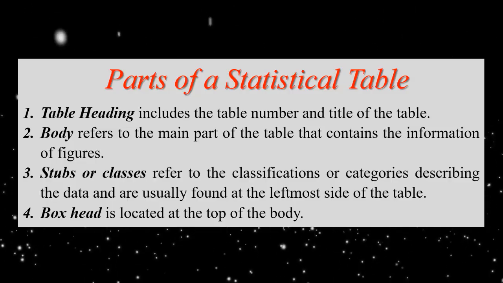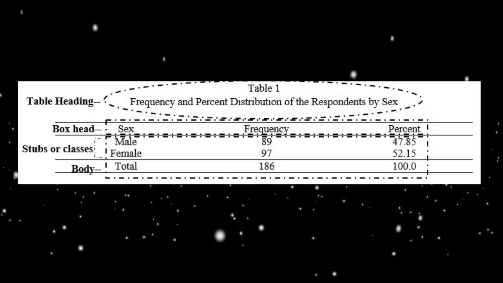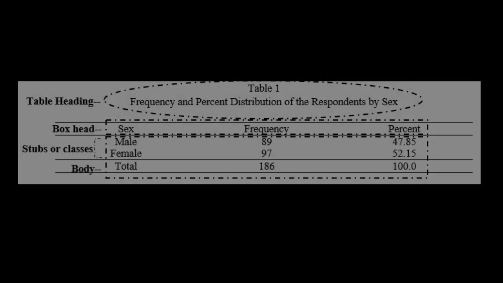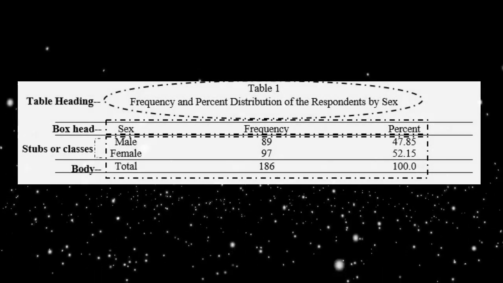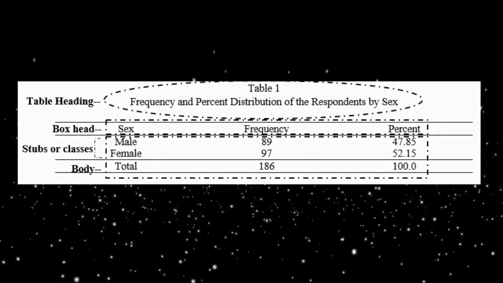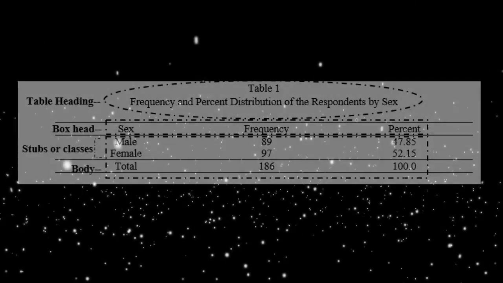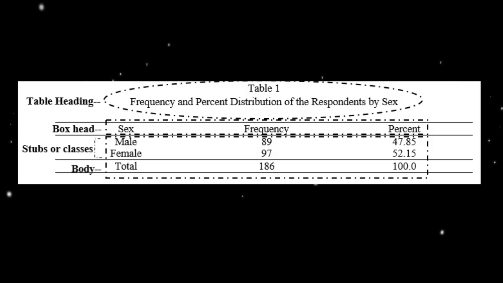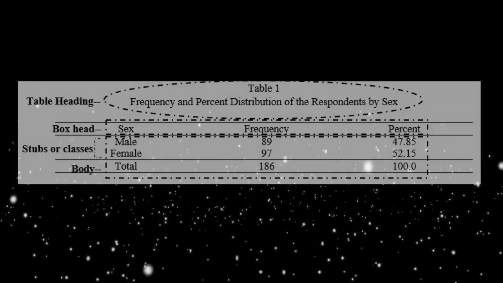For example, the table 1, which shows the frequency and percent distribution of the respondents by sex. The body consisted of the sex, the frequency, and the percent, while the stubs or classes comprises the categories of their sex, which are male and female. And the body consisted of the total.